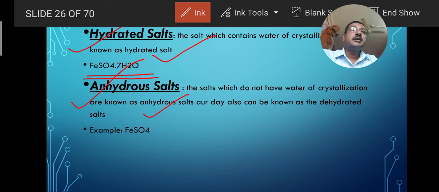They can also be known as dehydrated salts. This is written wrongly; it should be salts. They are also known as dehydrated salts. An example is ferrous sulfate, FeSO4. Here 7 molecules of water are available, but if the water molecules are removed, it is referred to as an anhydrous salt, or we can say a dehydrated salt.